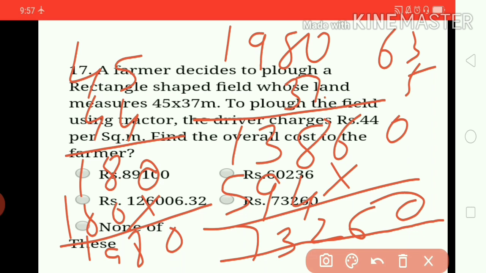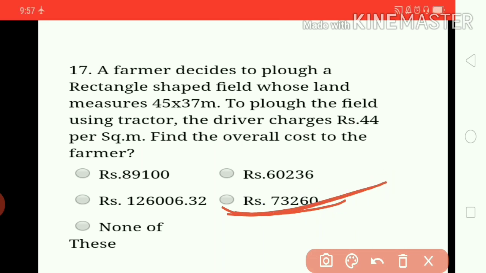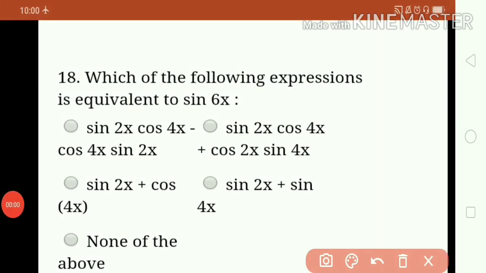This is 73,260 rupees. So let us check which option is showing you the same. This option is showing you the same, right? Now let us start question number 18.